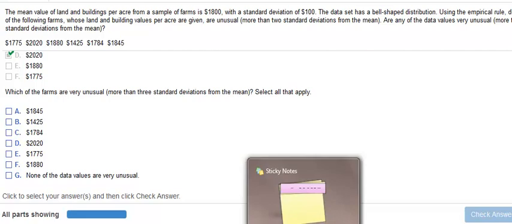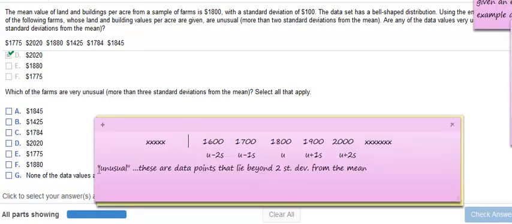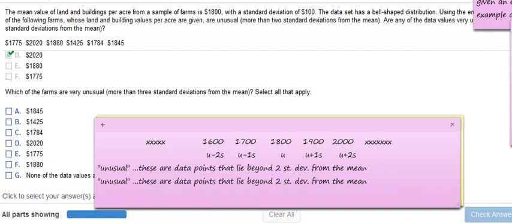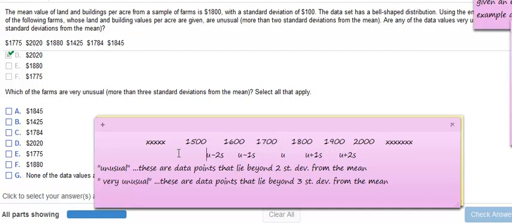Great, now we're interested in farms that are very unusual. So for very unusual, we're looking for data points that lie beyond three standard deviations. So let's write that down. Very unusual, these are data points that lie beyond three standard deviations. So if I add a little bit right here, three standard deviations would be looking at values that are 1500 and below.